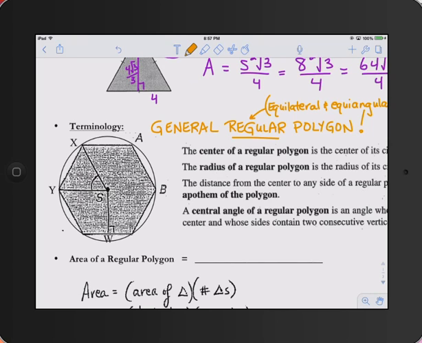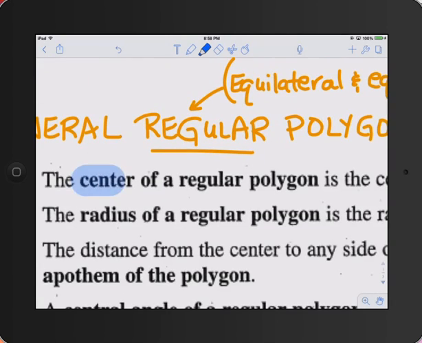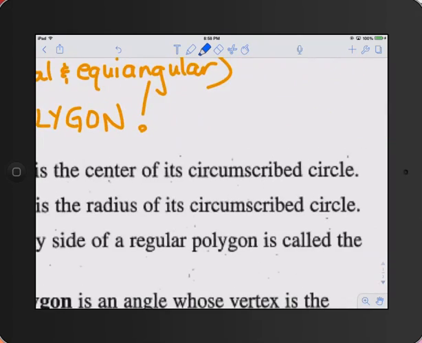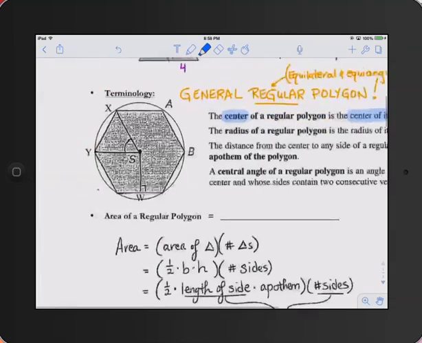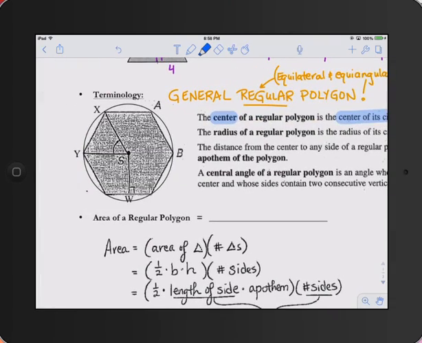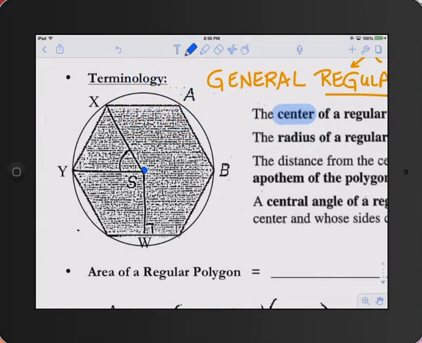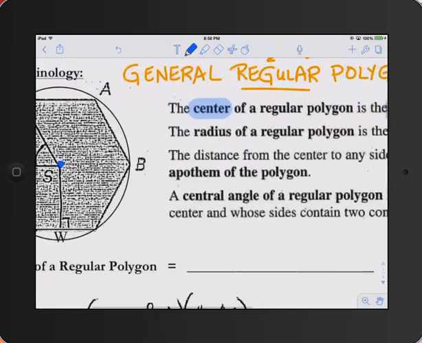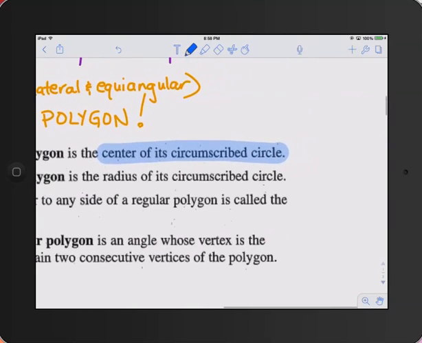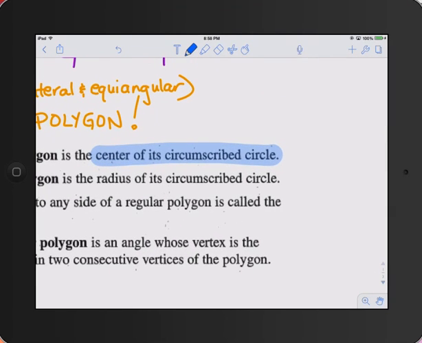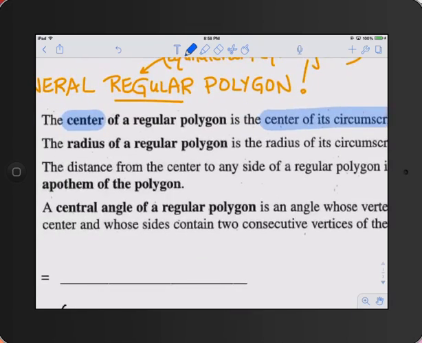Okay, so some terminology. The center of a regular polygon is the center of its circumscribed circle. So if you look at the fact that circle S is a circumscribed circle, that will make S the center of the circle. So in this picture, S is the center of our polygon.